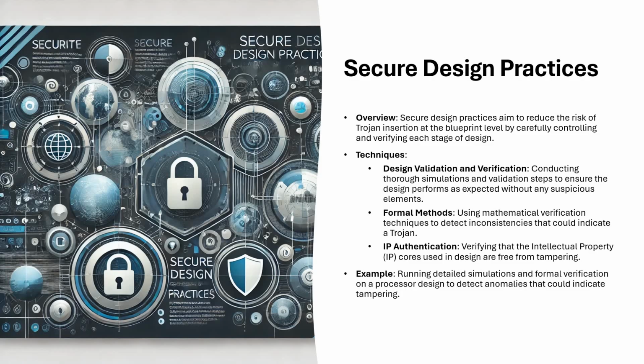And finally, we can go ahead with the IP authentication approach as well. You can verify that the IP, the intellectual property cores used in the design, are free from tampering. Because I explained the types of Trojan insertion possible, and one is at the IP level itself. So if you can verify that the IP core that you are using is free from tampering, you can be confident that it is a Trojan free design. So we can follow design validation and verification, we can go ahead with formal methods, and we can go ahead with choosing the right IP core which can be used in our design.